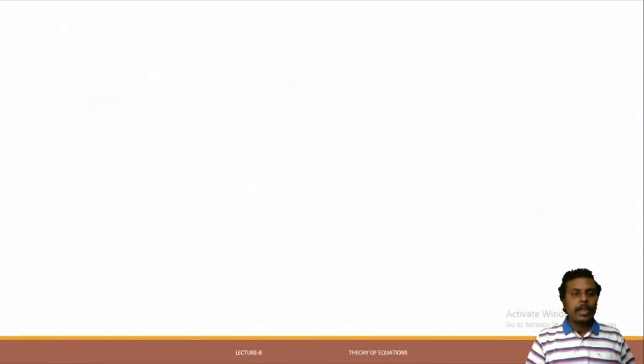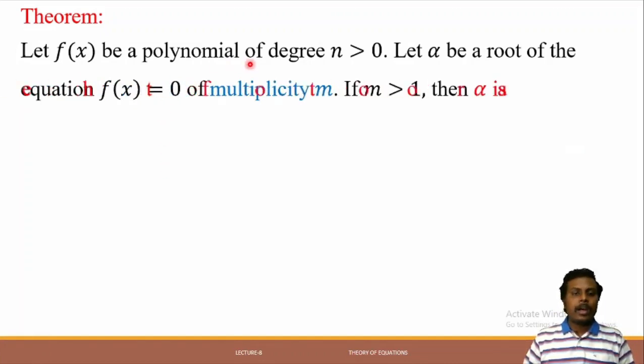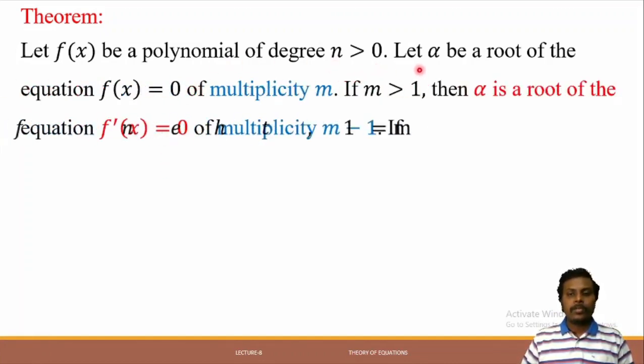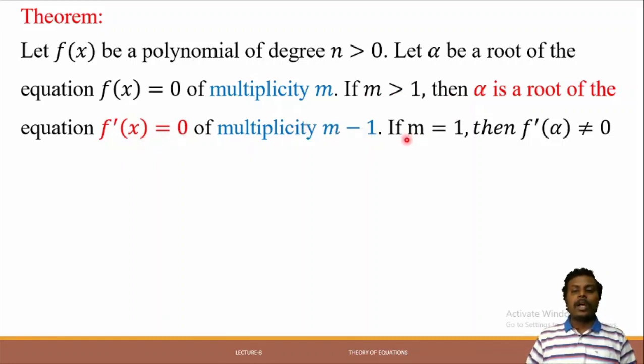Let me discuss a theorem on multiple roots. Here is the statement of the theorem. Let f of x be a polynomial of degree n greater than 0, and let alpha be a root of the equation f of x is equal to 0 of multiplicity m, and if m greater than 1, then alpha is a root of the equation f dash x is equal to 0 of multiplicity m minus 1, and if m is equal to 1, then f dash alpha is not equal to 0.